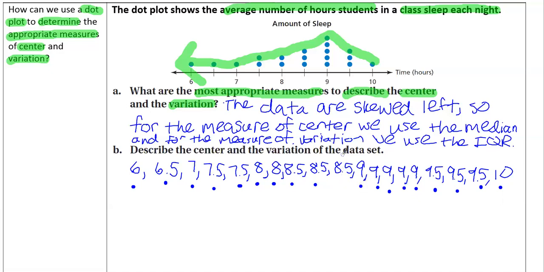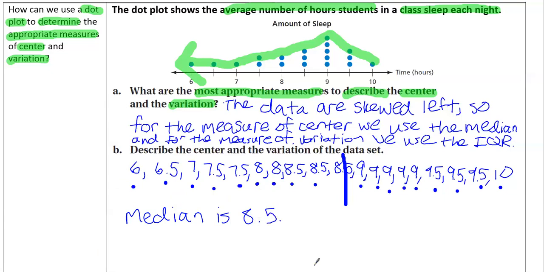So it looks like the center of our data is right there at 8.5. Just to make sure, I have 3, 6, 9, yep. So the measure of center, the median, is 8.5.